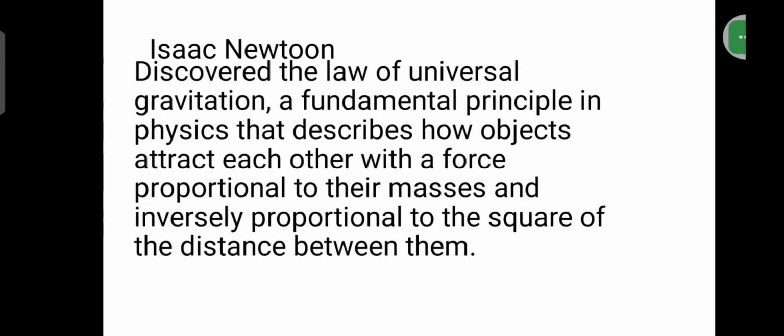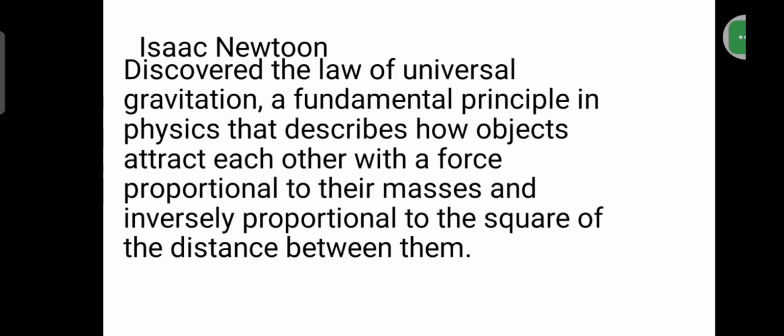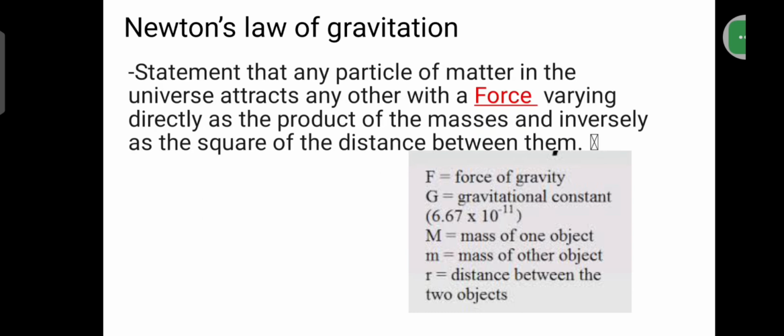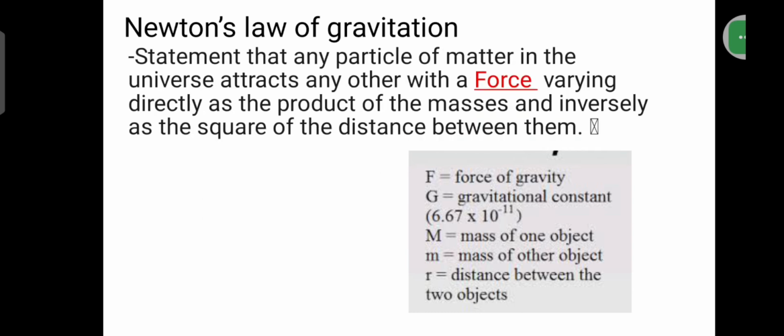Isaac Newton discovered the law of universal gravitation, a fundamental principle in physics that describes how objects attract each other, with a force proportional to their masses and inversely proportional to the square of the distance between them. Newton's law of gravitation states that any particle of matter in the universe attracts any other with a force varying directly as the product of the masses and inversely as the square of the distance between them.